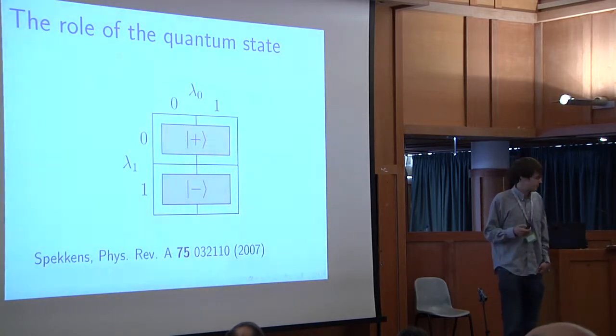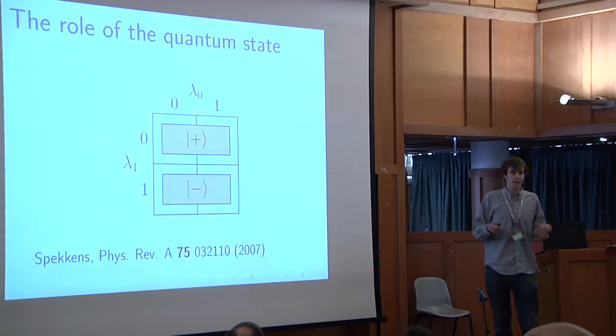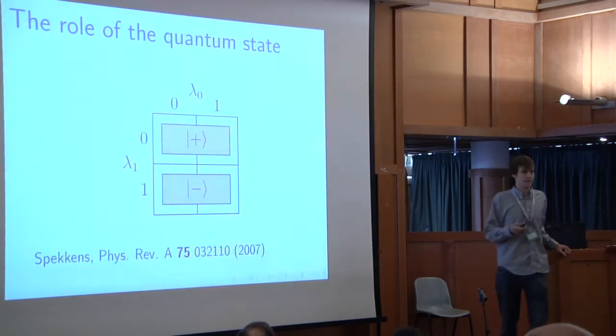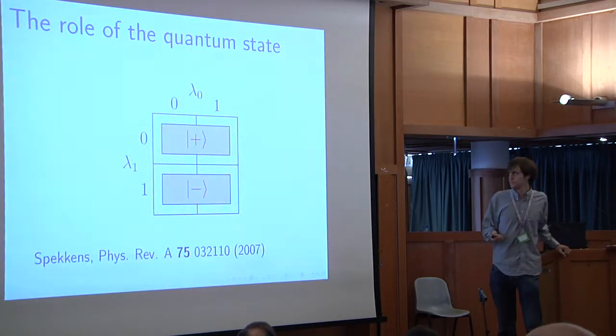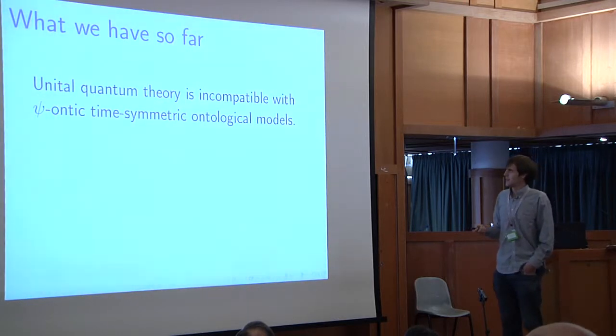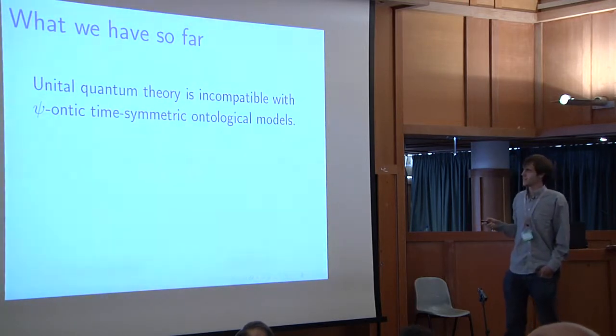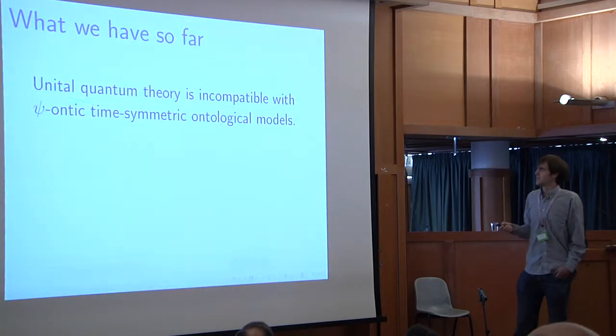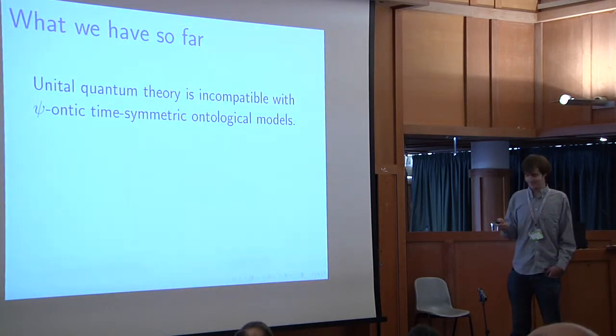So if we're going to have an argument that rules out these time-symmetric models, we're going to need to be a bit more careful about exactly which quantum predictions we use. So let me restate the conclusion of the existing argument in my language. Unital quantum theory is incompatible with psi-ontic, meaning models where the quantum state is real, time-symmetric ontological models. Okay?